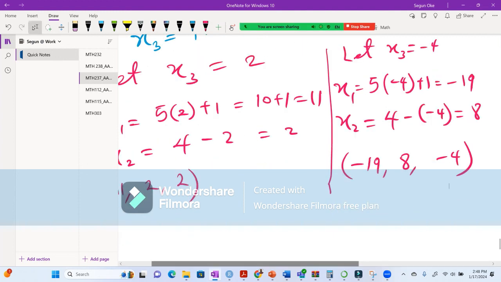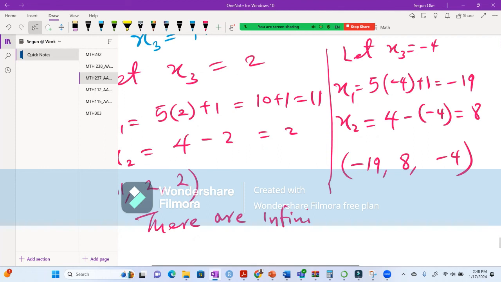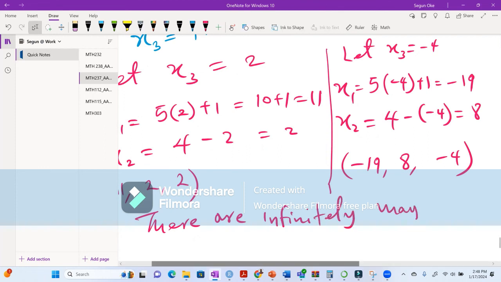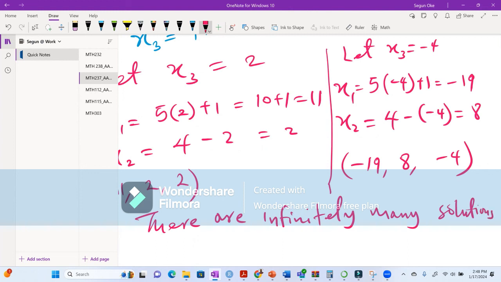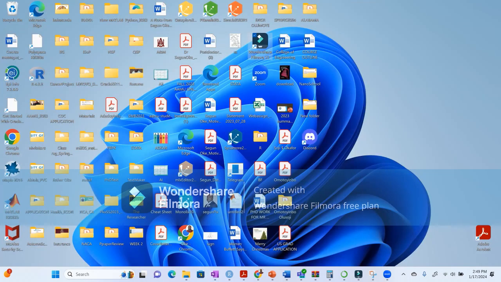So what it simply means is there are infinitely many solutions. There are infinitely many solutions in this type of problem. So today we are able to discover the echelon form, the row reduced echelon form, the algorithm to write the row reduced echelon form, and to see which ones are the basic variables and the free variables. These are the things we are able to discuss today.